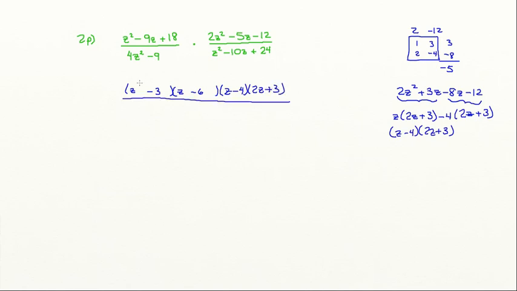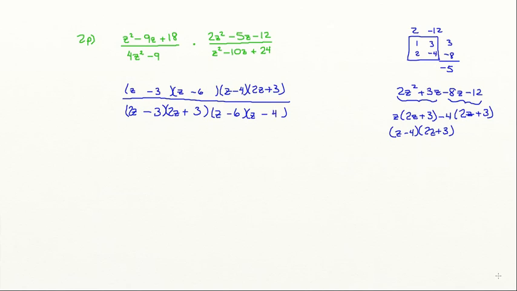Let's factor the denominators. 4z squared minus 9, that's the difference of squares. 2 times 2 is 4. 3 times 3 is 9. Switch the signs. Z squared minus 10z plus 24. Two numbers that multiply to 24 and add to negative 10. Negative 6 and negative 4.